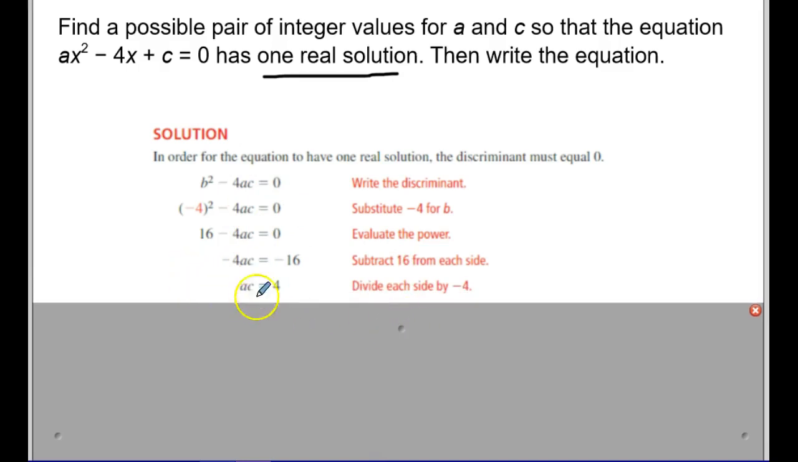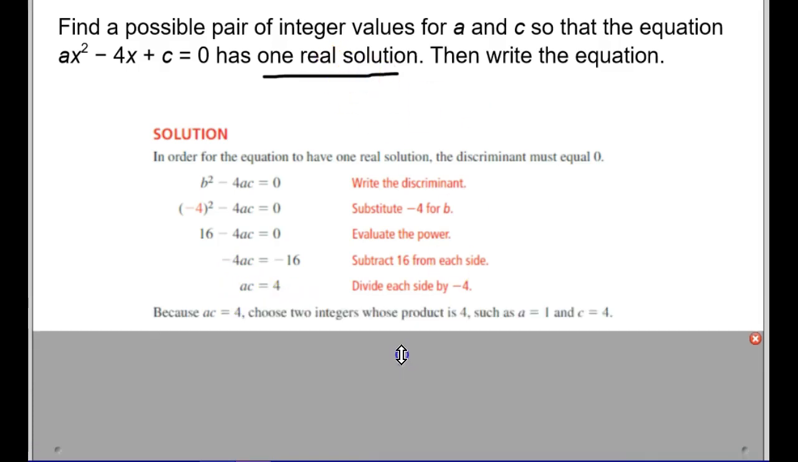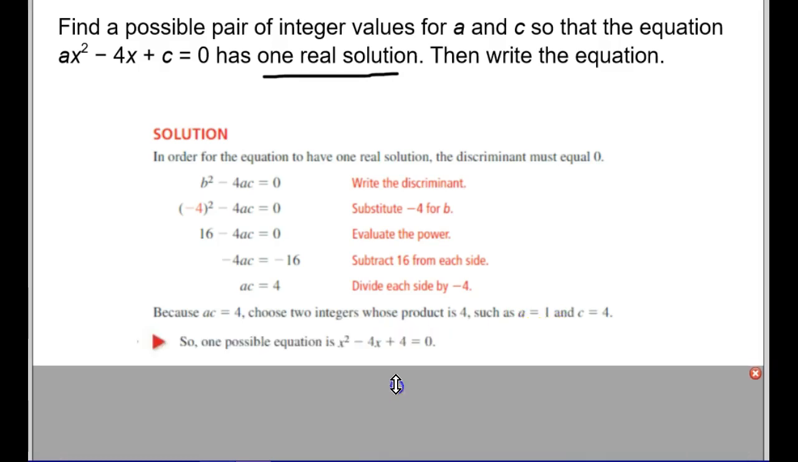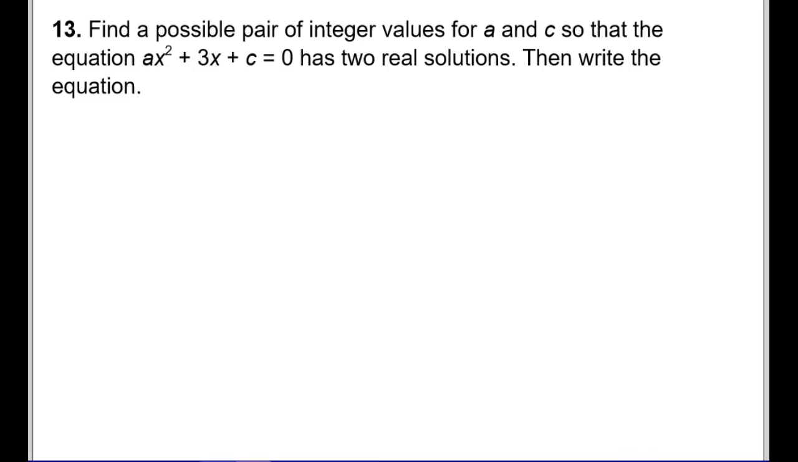So here I see any combination, any pair where a and c multiplied together equals 4 will give me one solution. So there are several possible answers. So a could be 1 and c could be 4. So that would actually work out. There are multiple solutions, so this is just one possible way that we can get there. Now I want you to try it with this one and see what you can come up with.